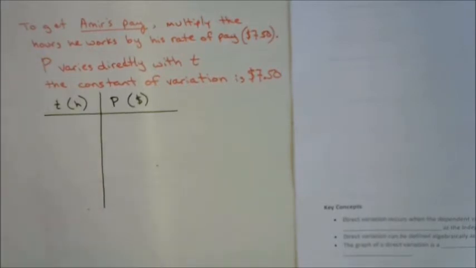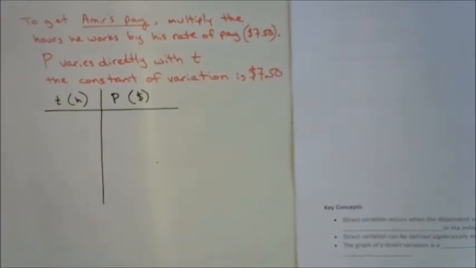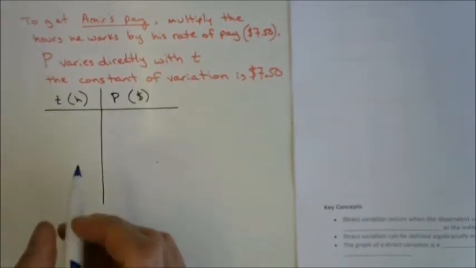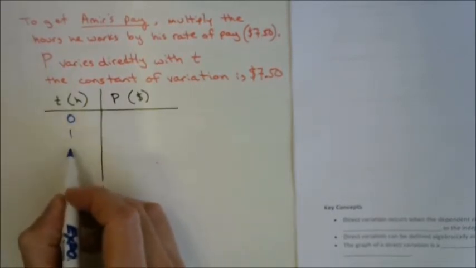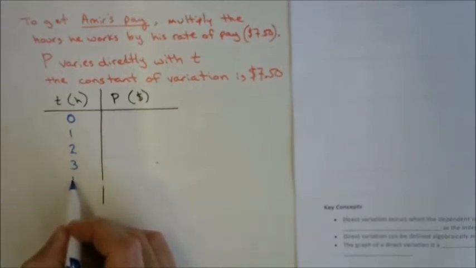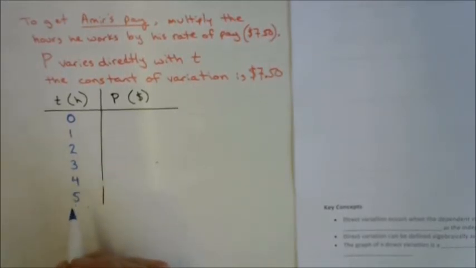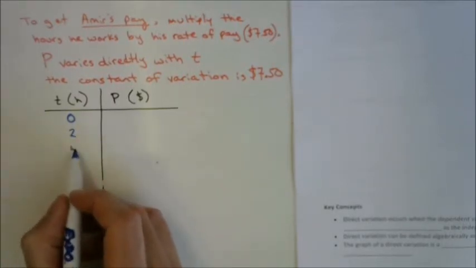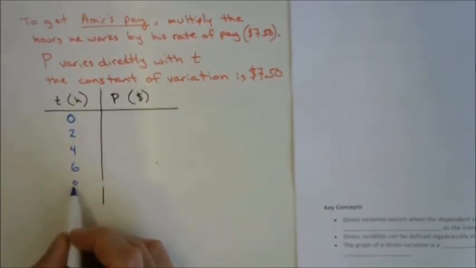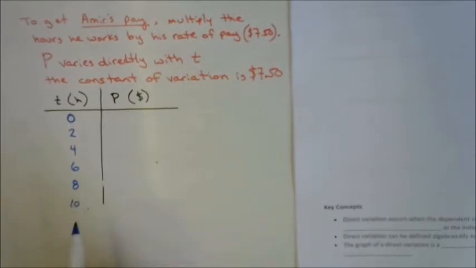Whenever we do our table of values, we're going to start with 0, okay? You know, this is tricky, but don't start with 1, start with 0. 0 gives us a lot of very important information. Actually, we're going to go by 2s: 0, 2, 4, 6, 8, 10. And let's fill in our chart.